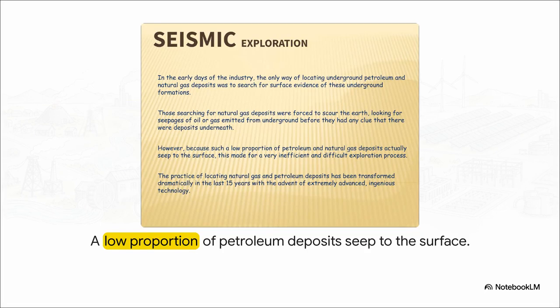And this brilliantly illustrates the primary conflict those early explorers faced. See, a very, very low proportion of petroleum and natural gas deposits actually seep all the way up to the surface. Because of this, early geologists were forced to scour the earth for rare, visible leakages. It made for an incredibly inefficient and difficult exploration process. They were essentially looking for a broken underground pipe by just hoping to stumble upon a puddle.